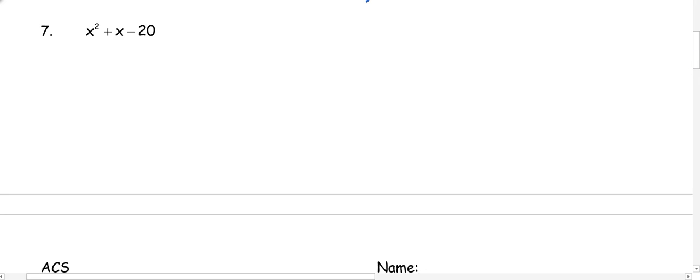Number 7, we have x squared plus x minus 20. We need numbers that multiply to -20, and since there's no number in front of the x, that's going to be a 1. So we need numbers that multiply to negative 20 and add to 1. Those are going to be numbers that are pretty close together since they're only adding to 1. Numbers that we know multiply to 20 that are pretty close are 4 and 5. 5 is going to be positive because we're adding to a positive number. So 5 times negative 4 is negative 20, and when I add those, I get 1. So my factors would be x plus 5 and x minus 4.